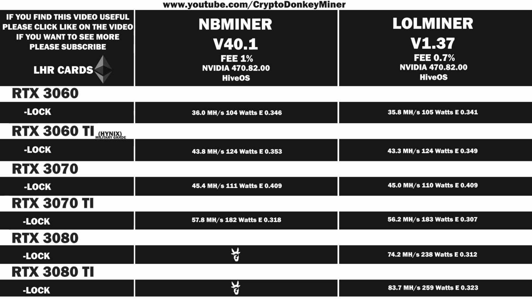Now it's time to look at the RTX 3080 hashrate. 76.6 megahash per second at 242 watts, which gives an efficiency of 0.317. It's time to have a look at the last card, the RTX 3080 Ti hashrate. 86.3 megahash per second at 265 watts, which gives an efficiency of 0.326.